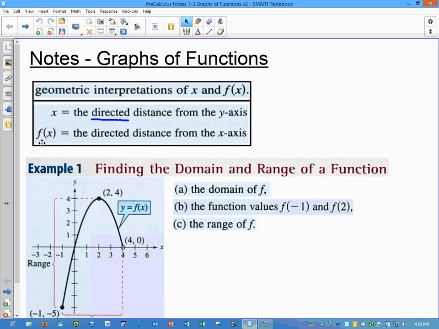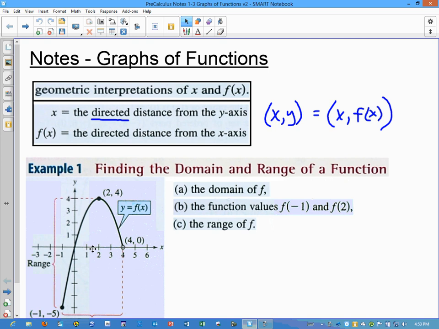Now for f of x, which is the same as y, remember, our ordered pair x comma y can also be written as x comma f of x. So the f of x, or in other words y, is the directed distance from the x-axis. So that is either up or down. And it's the way you would think. Up is positive and down is negative. So both of them are directed distance. That means it could be positive or negative or 0.